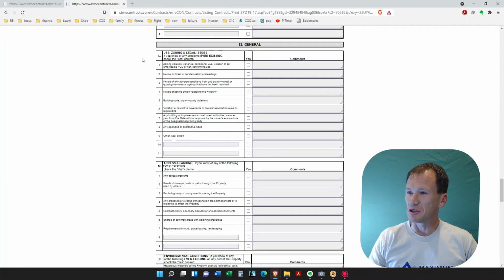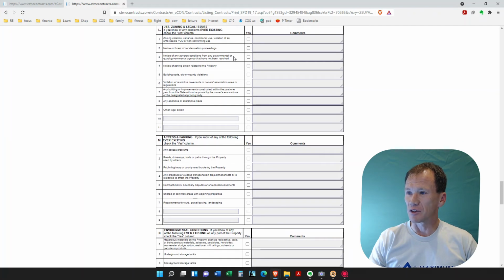Use, zoning or legal issues. Any problems ever existing? Check the yes column. So, have there ever been any zoning violations, any conditional use problems, any violation of an enforceable PUD or a non-conforming use? If those ever existed, you're going to check yes. Any notice or threat of condemnation proceedings? Has the city government or county government ever threatened to condemn the property? Even if it didn't get condemned, you've got to check yes.